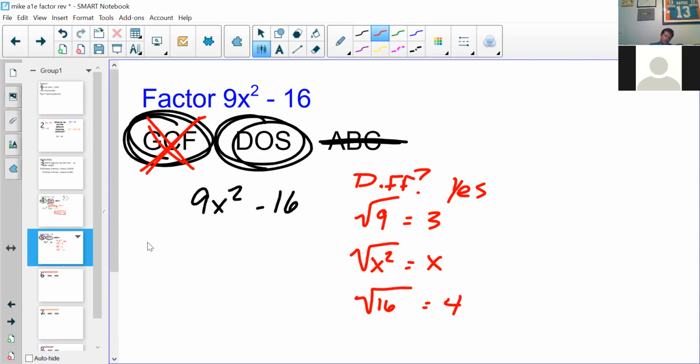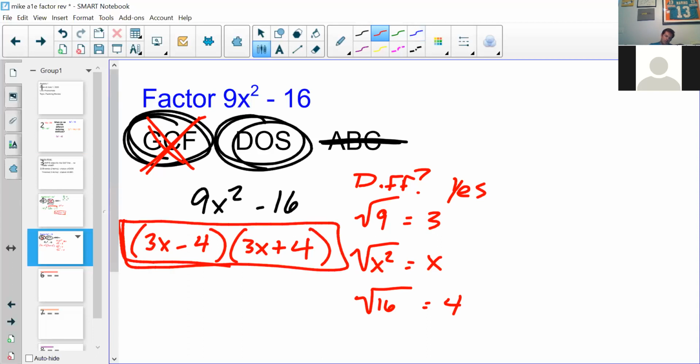So we can go ahead and factor this out. It kind of looks like we've referred to FOIL before. These symbols in between, we want to make sure they are different. So we have the quantity 3x minus 4 times the quantity 3x plus 4. That right there is as simplified as it can go. If we have to factor 9x squared minus 16, that would be our simplified answer.